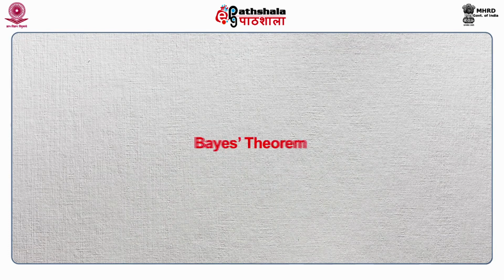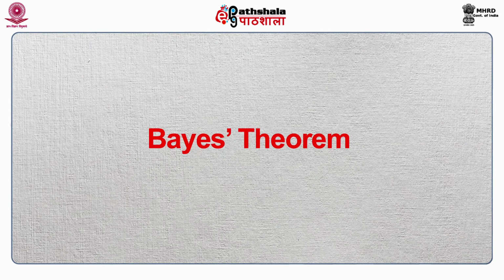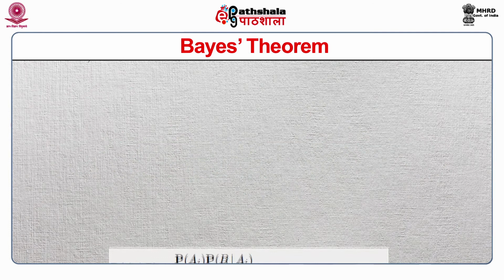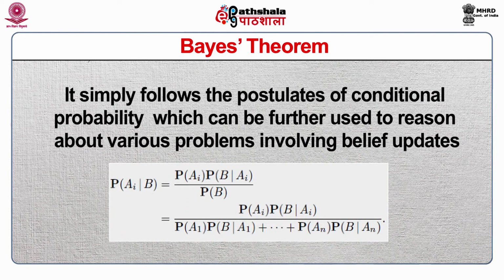Now, a brief about the Bayes theorem. Bayes' theorem explains how to update the probabilities of hypotheses when given evidence. It simply follows the postulates of conditional probability, which can be further used to reason about various involving belief updates. This can be explained with the help of this formula.